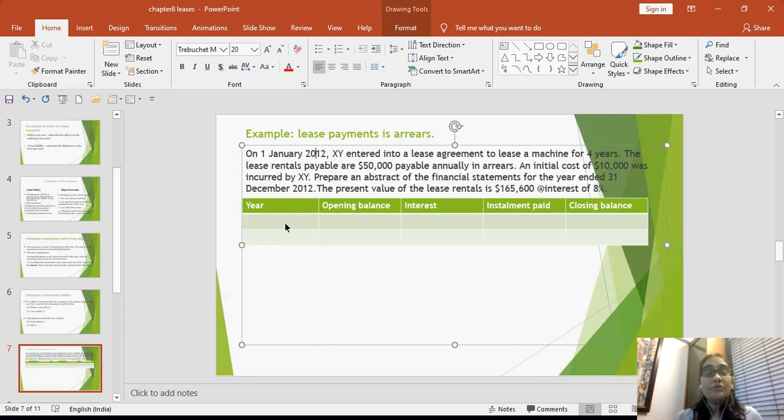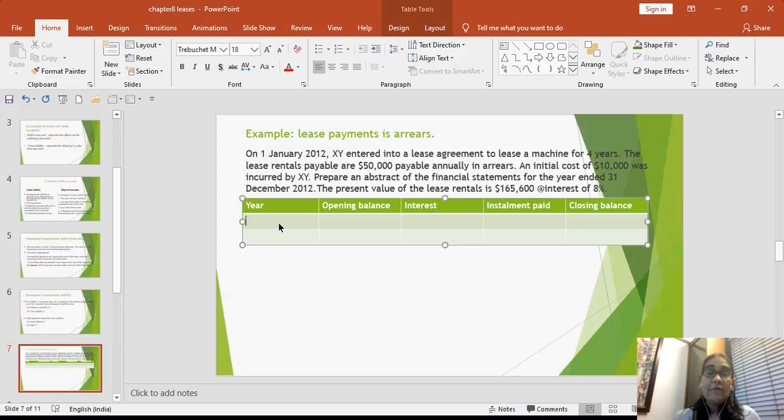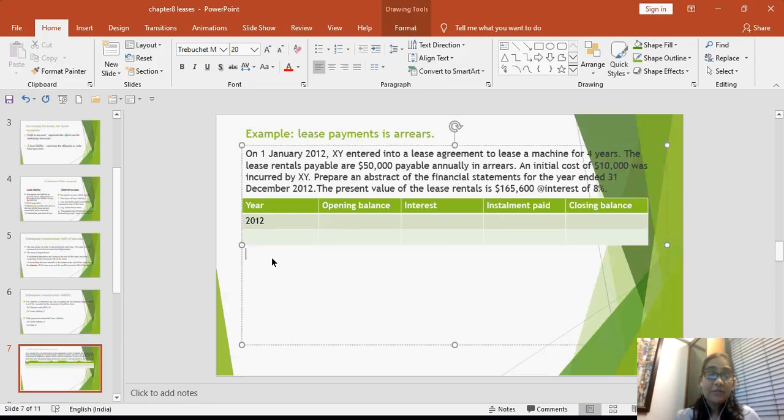Now you have to remember, you need to make a table like this. Okay, first it will have the year. So it was purchased in the year the lease was entered in the year 2012. The lease, let's calculate first. Okay, on 1st January 2012 you will recognize a lease liability.